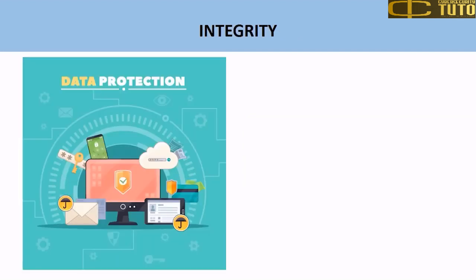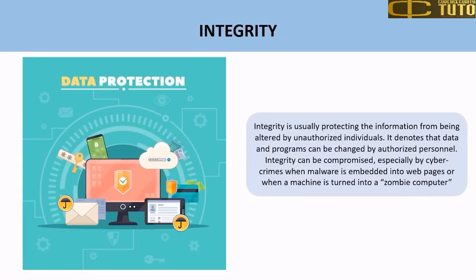The second one is integrity. Integrity is usually protecting the information from being altered by unauthorized individuals. It denotes that data and programs can be changed only by authorized personnel.